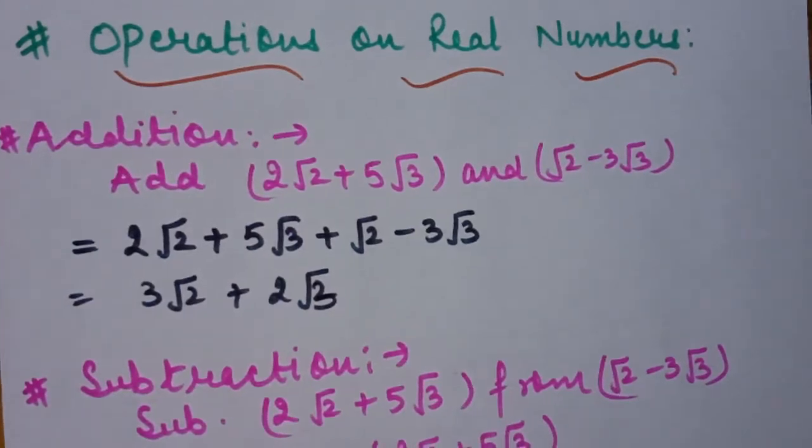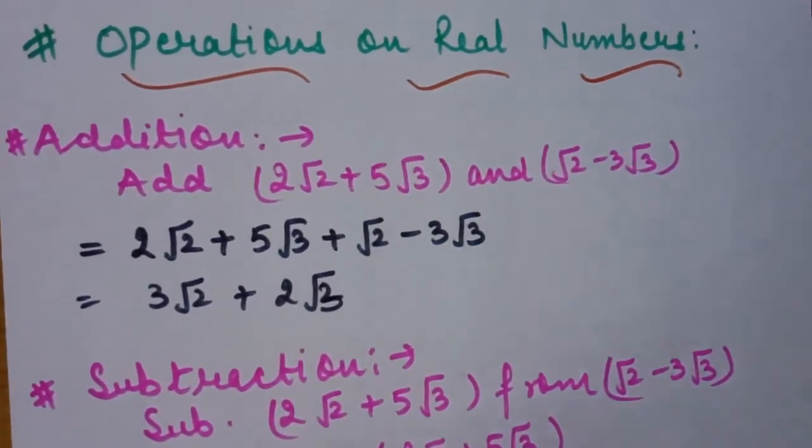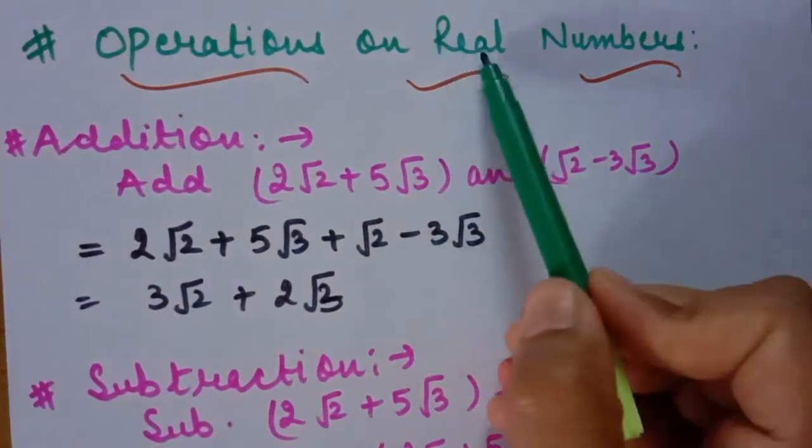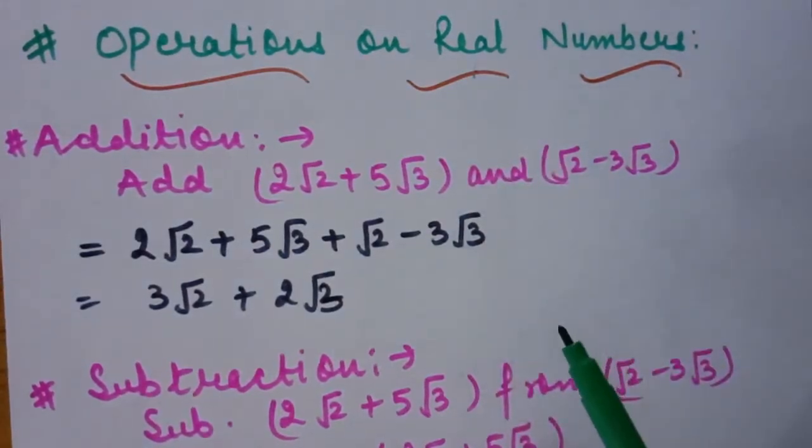Now I will switch to the next topic, which is operations on real numbers. You know very well that real numbers mean the collection of all rational and irrational numbers. If we are talking about rational numbers, meaning fractions, we know how to add, subtract, multiply and divide them. Now we will learn how to carry out all these operations with irrational numbers.